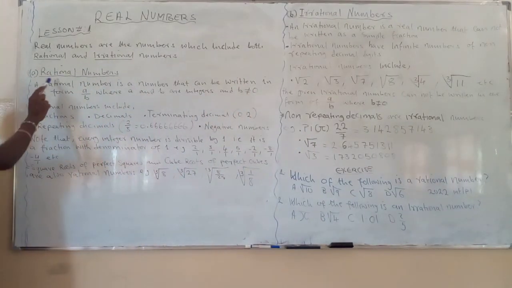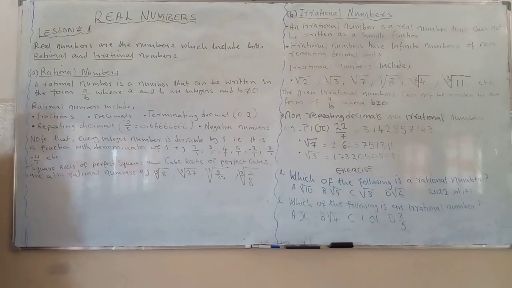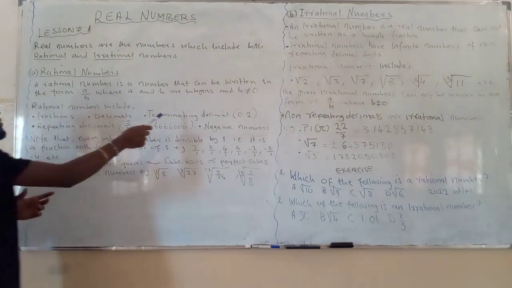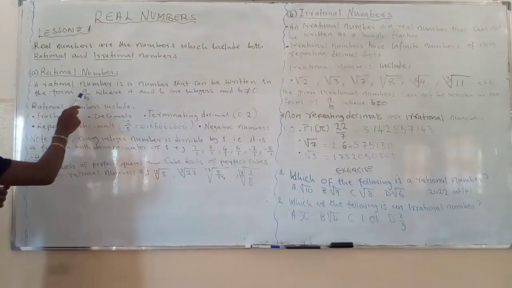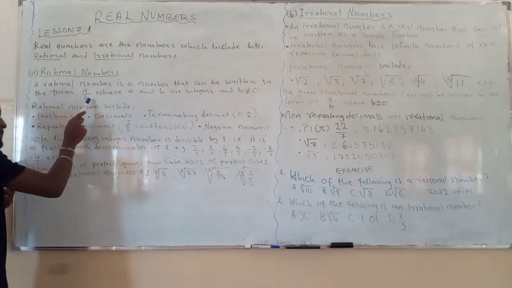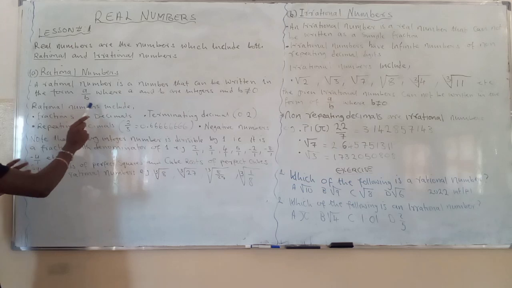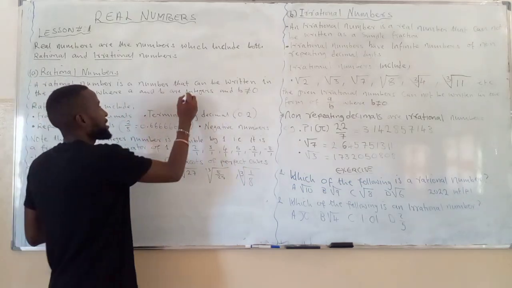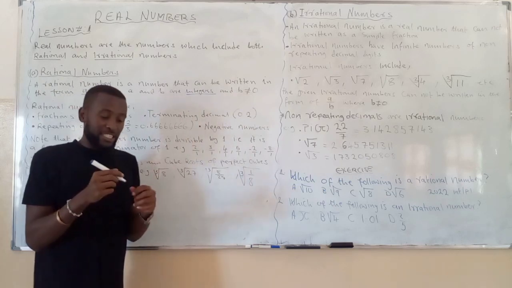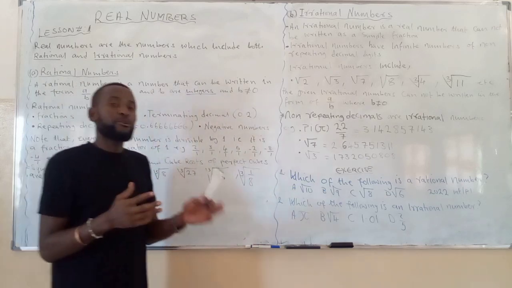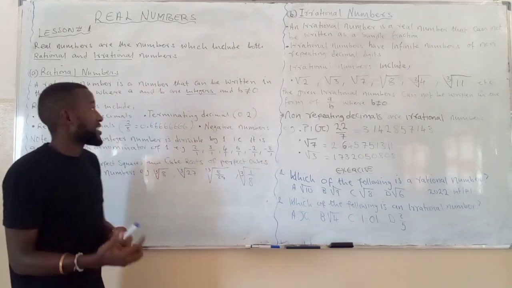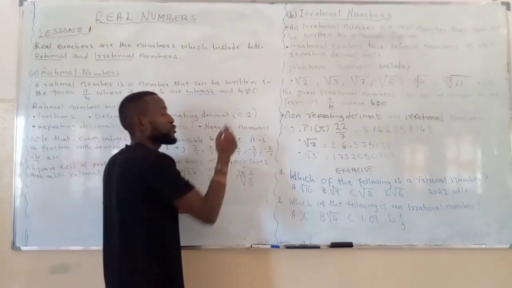Rational numbers. What are rational numbers? We are simply saying a rational number is a number that can be written in the form of A over B. It's a fraction, this one. Where A and B are integers. Now, what are integers? In other words, integers are positive and negative numbers, including 0. Those are integers. And B is not equal to 0.